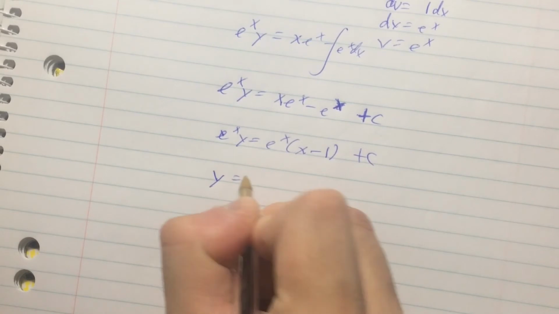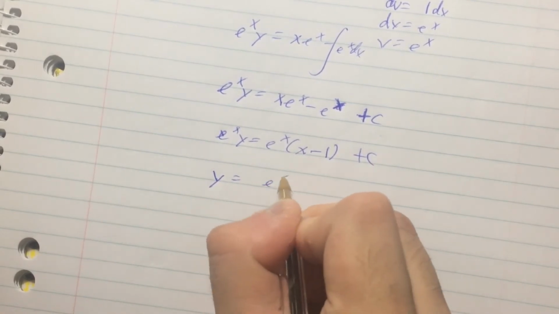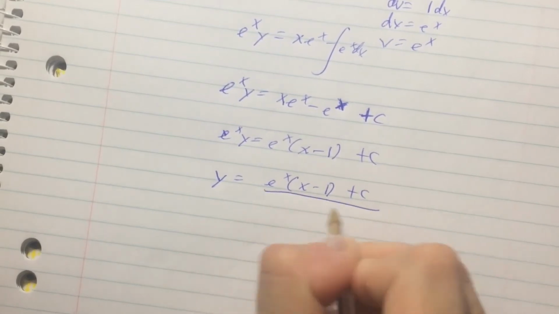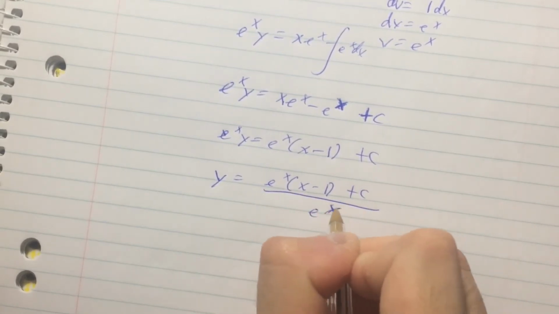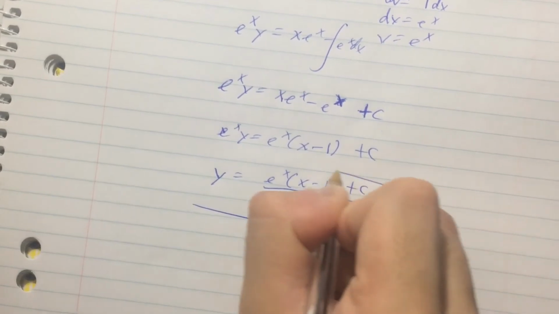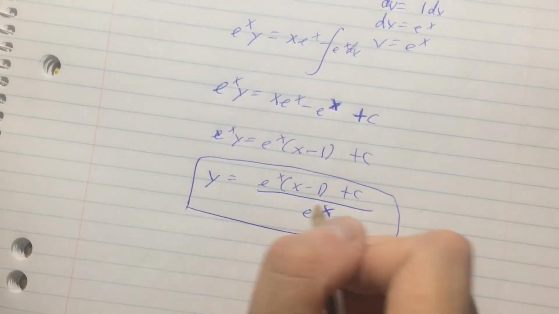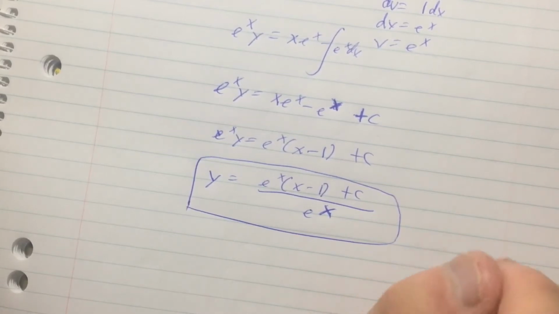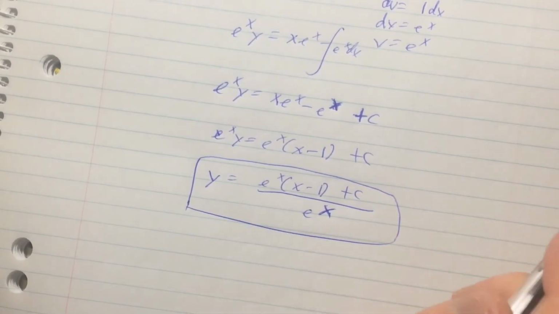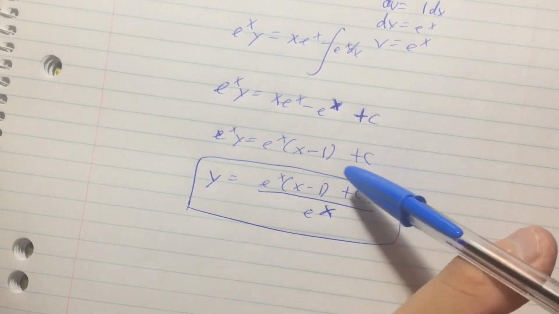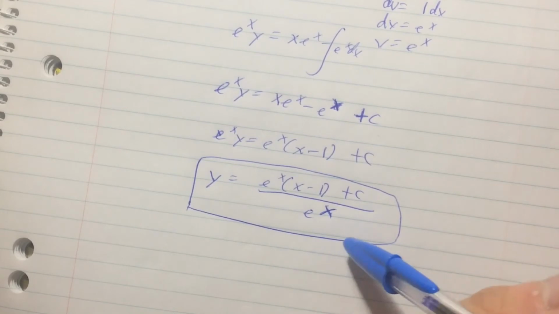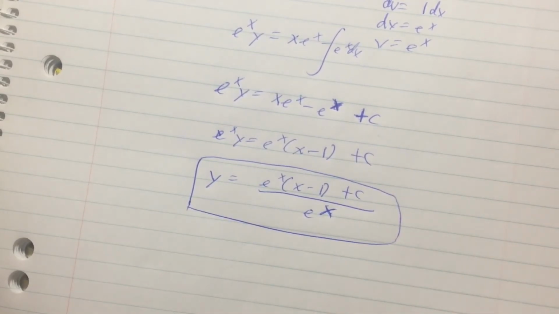And now y is equal to e to the x (x minus 1) plus c, all over e to the x, and I can't cancel the e to the x because then I'd have c over e to the x. In another example, I'll probably solve for initial conditions, because that's probably a little more interesting than having a plus c. But yeah, that's the final answer. y is equal to e to the x (x minus 1) plus c, all over e to the x. And that's the end of the video, chaps.